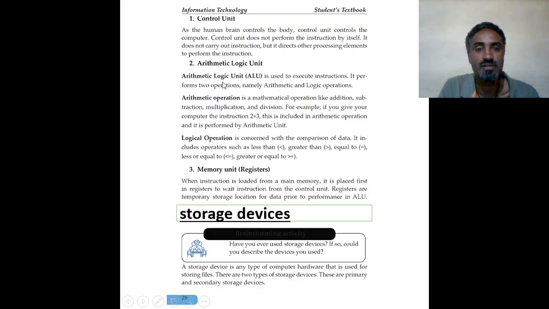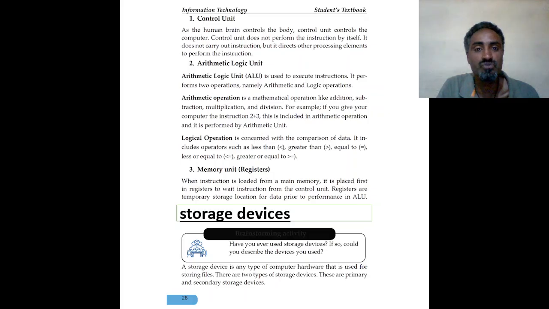For instance, here we have two units, the arithmetic unit and the logic unit. Let us see them one by one. The arithmetic logic unit is used to execute instructions. It performs two operations, namely arithmetic and logic operations. Let us see the first one, the arithmetic operation. It is a mathematical operation like addition, subtraction, multiplication, and division. We note that these are the four basic types of arithmetic operations.